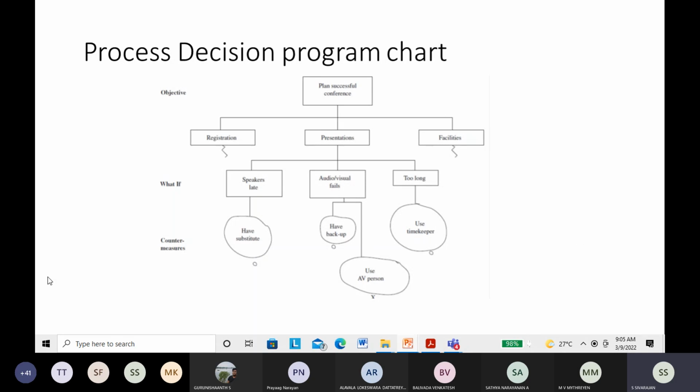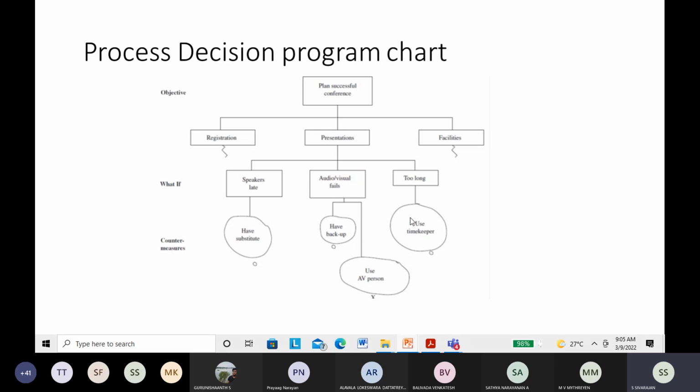So in this case, the objective is to plan a successful conference. So this is planning before the conference. These are some of the activities: facilities, presentation. Whenever a conference is there, presentation is a very important one. Of course, nowadays we are conducting pre-conference workshops and so many things. Presentation is very vital, along with keynote lectures, all these things, and then registration. We have taken presentation alone, just for simplicity.